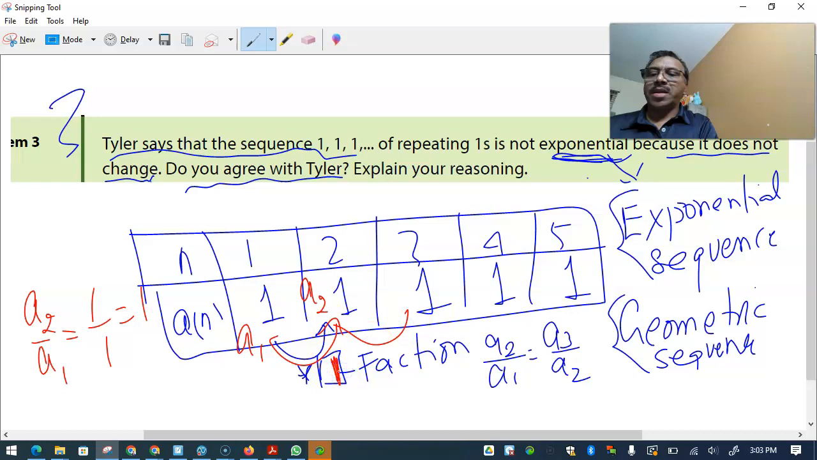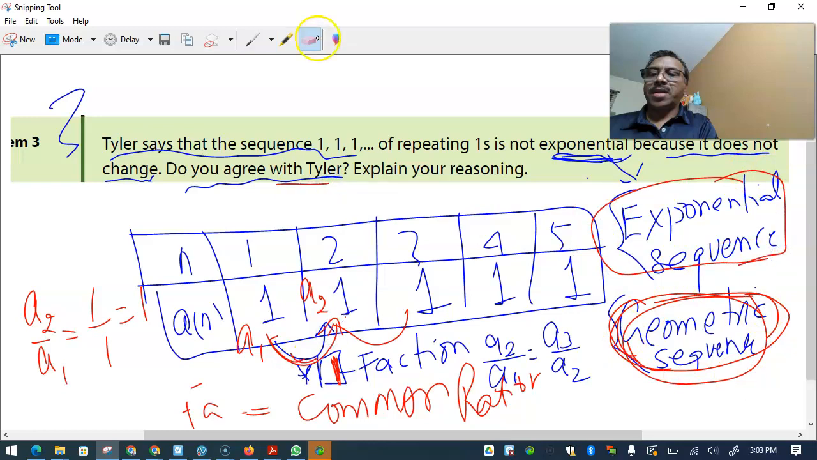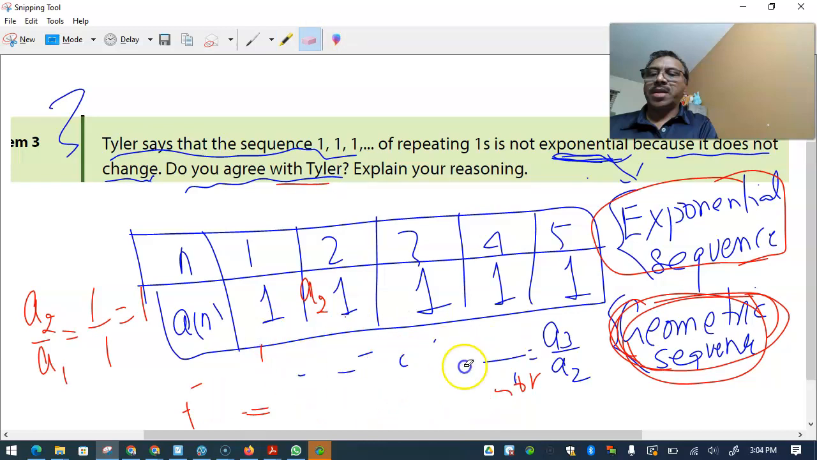So this is a geometric sequence with a common ratio, or ratio, which is also called a factor. So there is a factor, and this is a geometric sequence. The question is, is it an exponential sequence? Tyler says they don't change. He's almost there, but there is one thing we could write here.